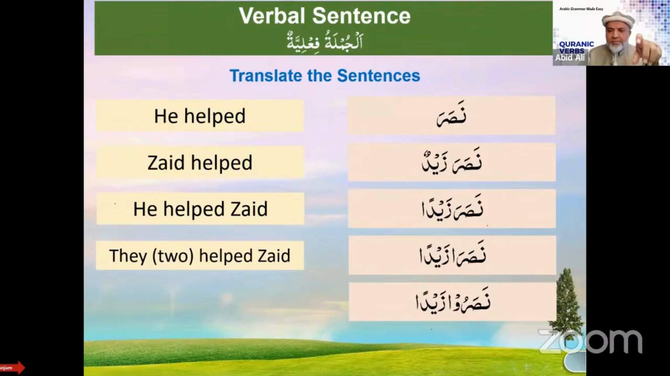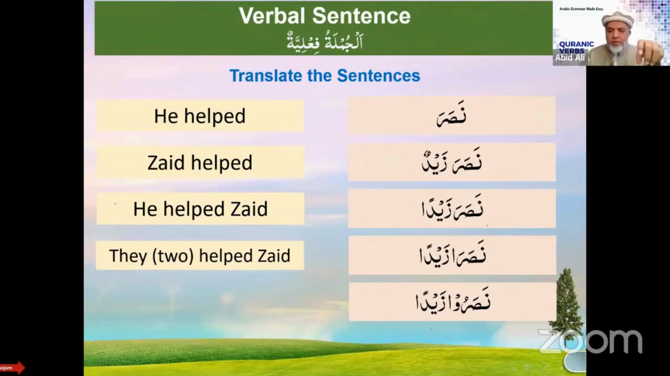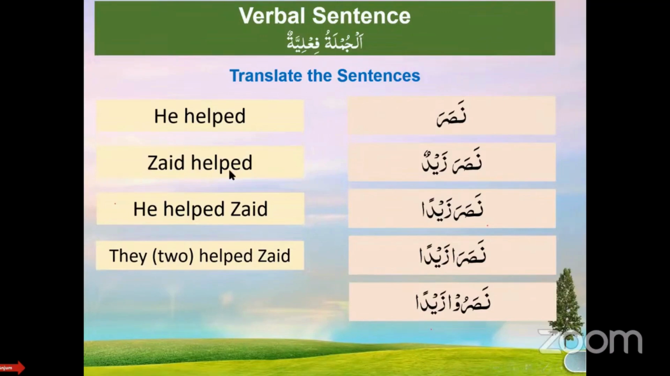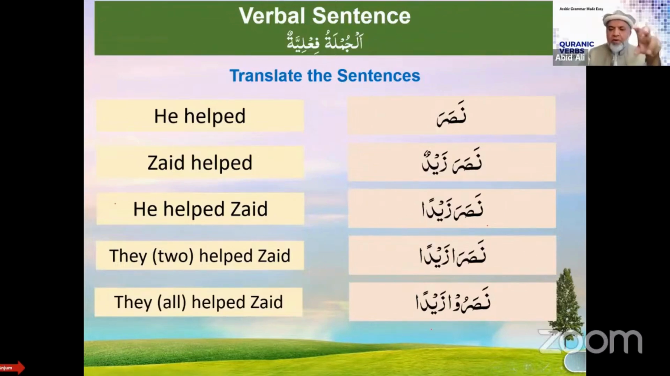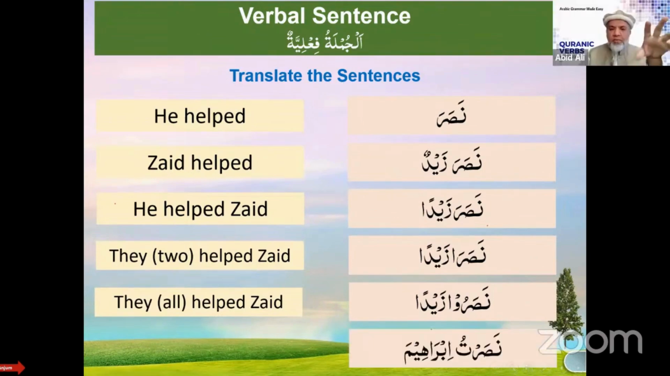Okay. Nasaru Zaidan. Another sister can attempt for this one, then we'll go back to the brothers. Any hands? I will do. Okay, Sister Lumna, go ahead. Nasaru. They all helped Zaid. They all, male, helped Zaid. Yes, good. Everybody else agrees with that? Yes. Okay, alhamdulillah. Okay. Nasartu Ibrahima. Sharik, I need you to answer this one.